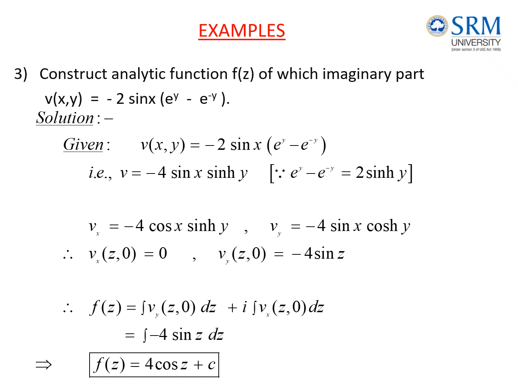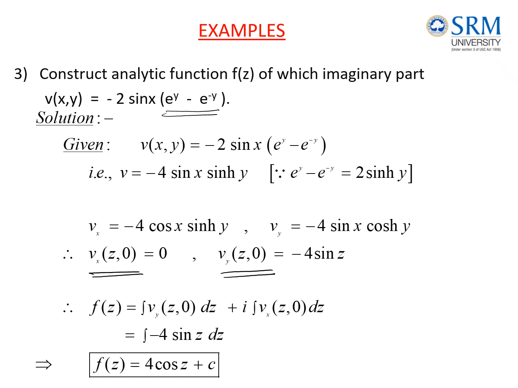First we need to find what is the partial derivative of v with respect to x and with respect to y. So this exponential term has been rewritten in terms of hyperbolic function sin hy, because we can rewrite e power y minus e power minus y as 2 times sin hy. So after rewriting, if you're going for differentiation, it will be easy. So differentiate this partially with respect to x, partially with respect to y. Then find what is vx at the point z comma 0, vy at the point z comma 0.